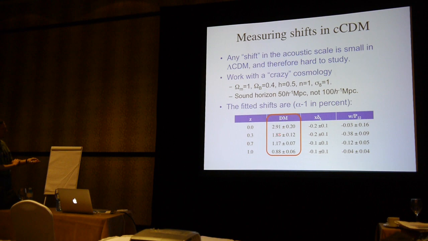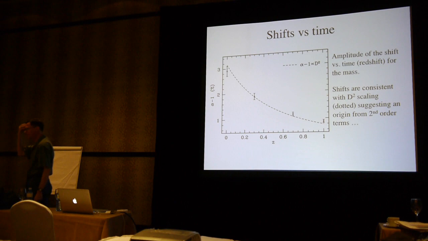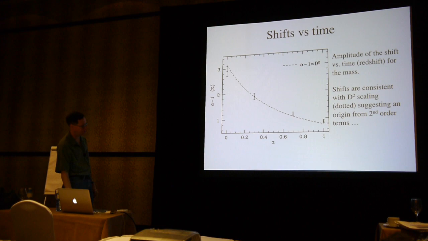What's causing them, right? So I've already ruled out the null hypothesis that the peak does not shift, but what's causing these? If you plot them, you get some feeling for what might be going on. Here is alpha minus 1 measured in percent as a function of redshift, and you can see these points with the error bars. And this line says that alpha minus 1 is proportional to the growth factor squared. So that certainly looks as though one should be looking for a term scaling as D squared, right? Which just conveniently happens to be the scaling of the second order corrections in perturbation theory. So you think to yourself, wow, we're really onto something here.